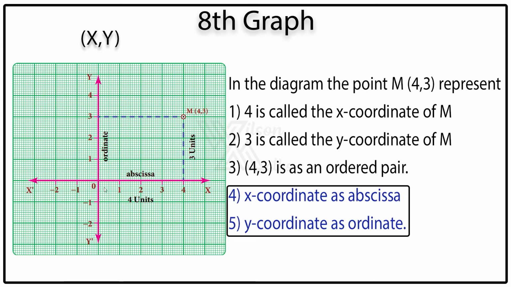The x coordinate: this distance from 0 to 4, this distance is the abscissa. X coordinate as abscissa. Similarly, 0 to 3, this distance, y coordinate as ordinate.